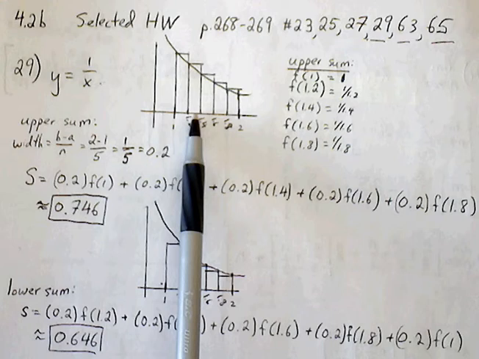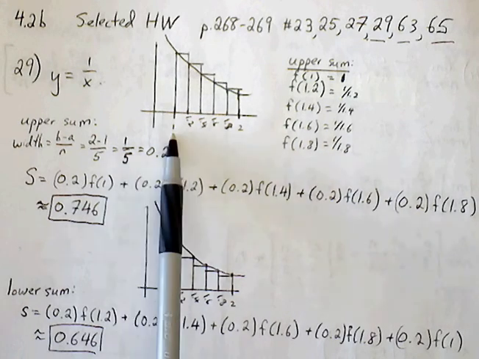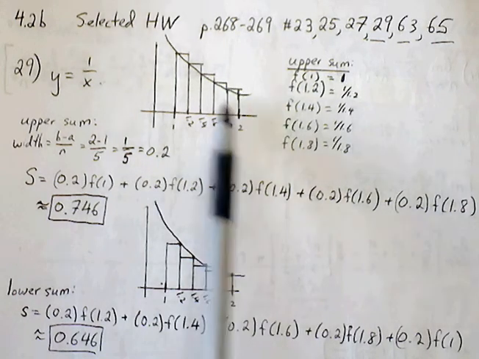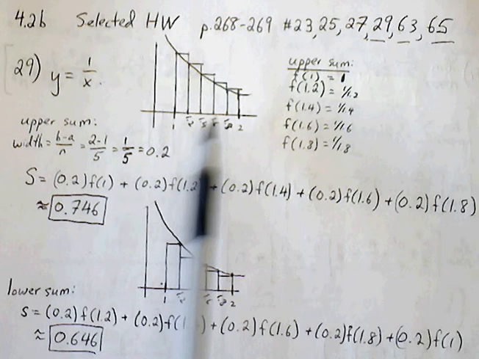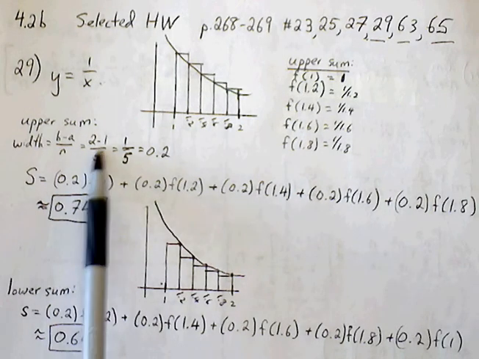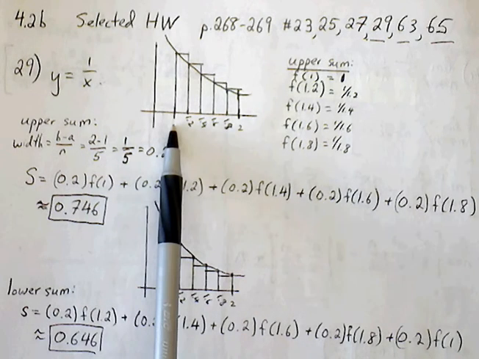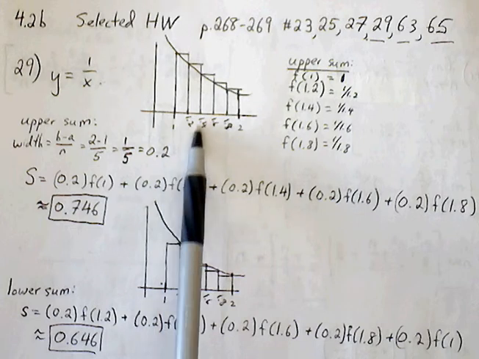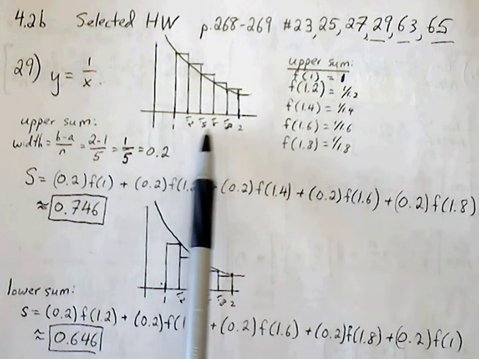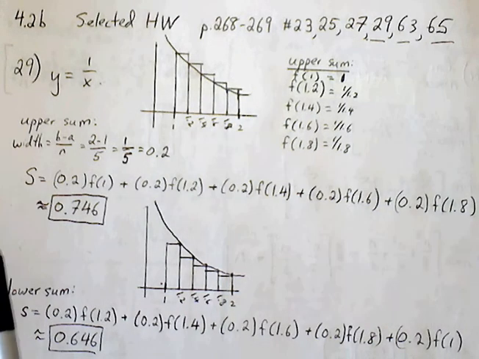So in this case, for the five rectangles, we first need to find the width of each rectangle. We know that our left endpoint is 1, our right endpoint is 2, and we want 5 intervals or 5 rectangles. So our width is simply going to be b minus a over n, 2 minus 1 over 5, which is 1/5, which is 0.2. So starting at 1, we keep adding 0.2 until we get to our right endpoint. So 1.2, 1.4, 1.6, 1.8, and finally 2.